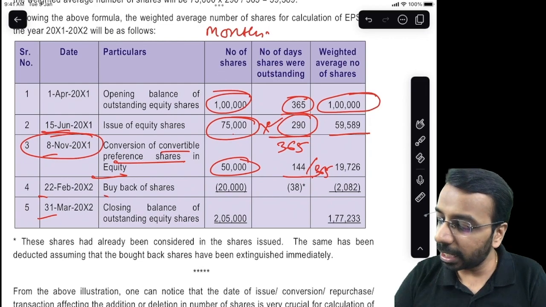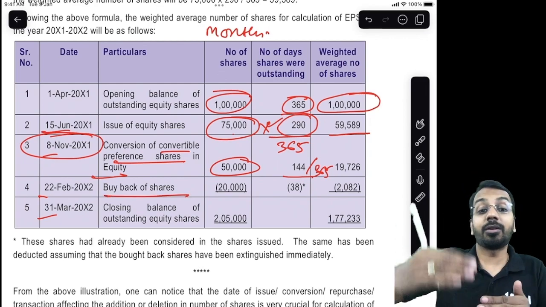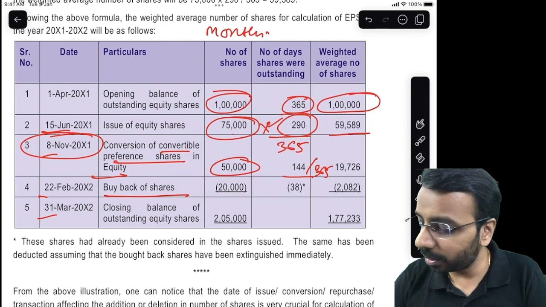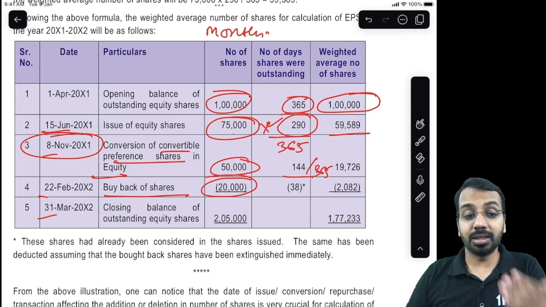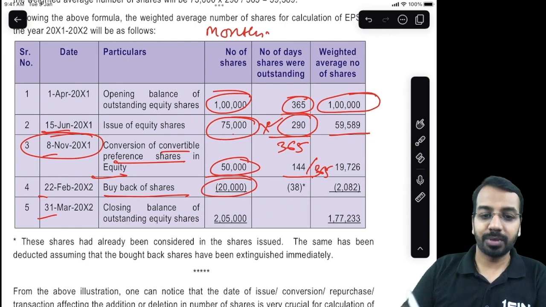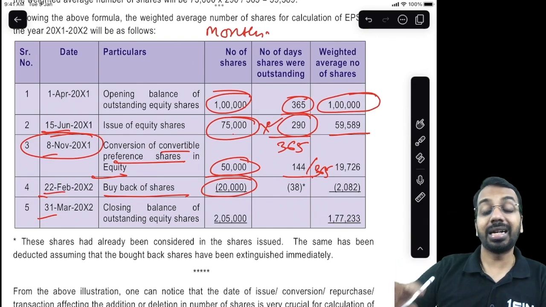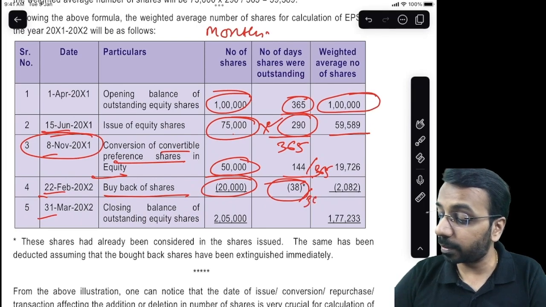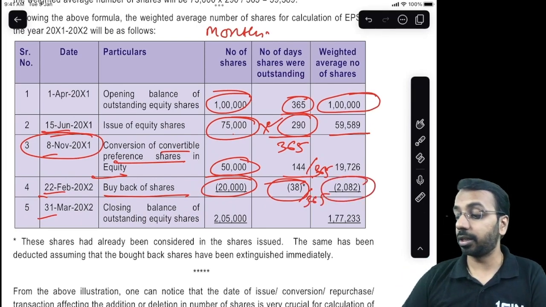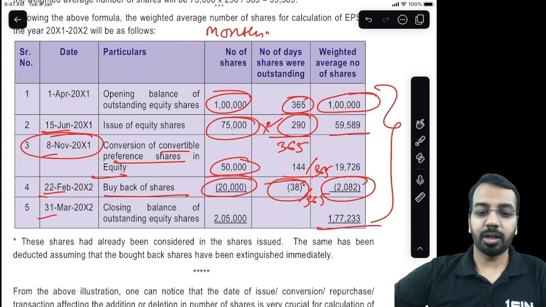Then buyback of shares means shares have been bought back. Now when you buy back the shares, the number of shares goes down. So how many shares? 20,000 shares have been bought back. That is why it is given in negative, or we consider a negative number, right? Then how many days? From 22nd February till 31st of March, 38 days are there. So this into 38 divided by 365, you have 2082. When you sum this up, what you get is your weighted average number of shares.